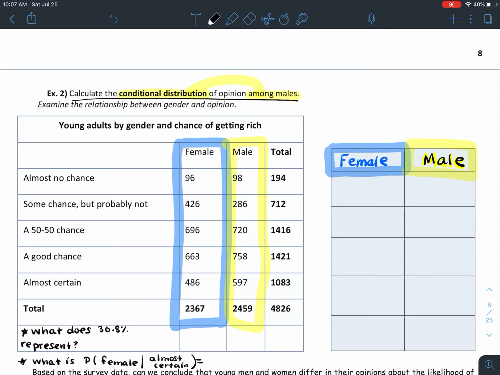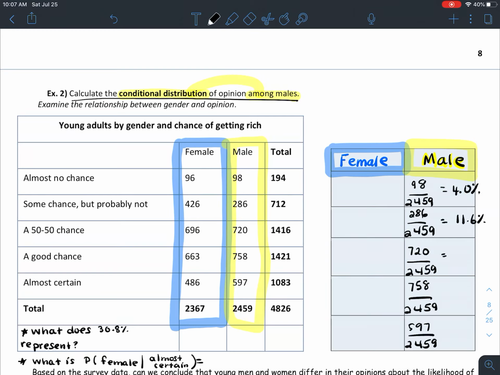What I have in yellow here is what I want you to look at. If I were going to calculate out of just the males, so given that someone is a male, my denominator is going to be just the male total. That's the 2,459. And then I would want to fill in their answers for each of the responses here, kind of like this. And if I divide these out, this is roughly what I get for the percentages.